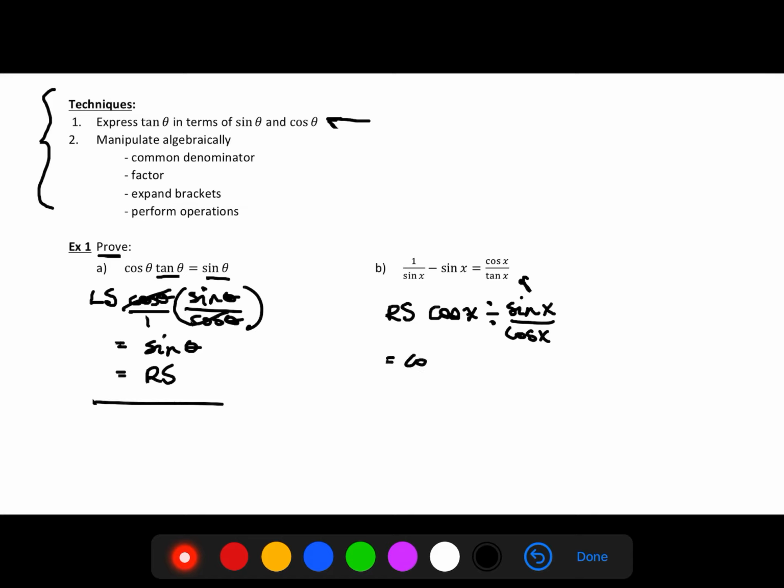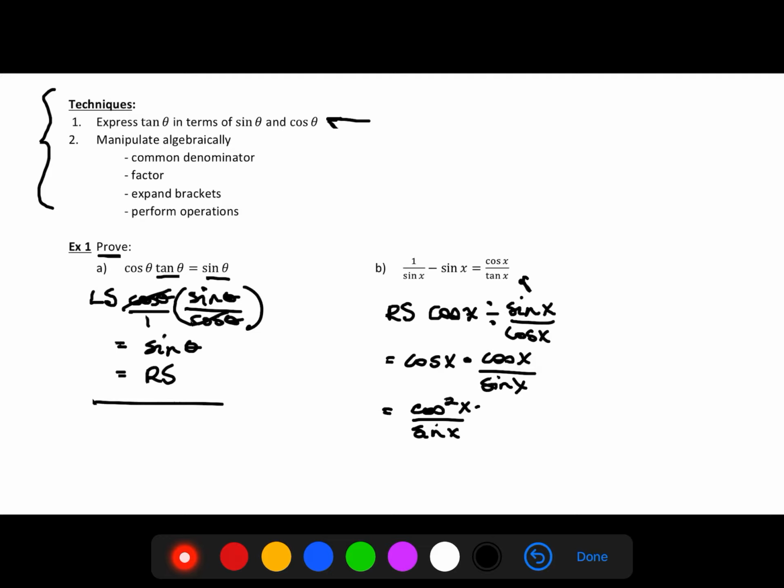Now we're going to rewrite this cos x divided by, and we're going to rewrite tan x as sine x over cos x, which we know we have to copy, flip, flip. So multiplying cos x over sine x. Well, now we can simplify this. Cos x times cos x gives us cos squared x over sine x.